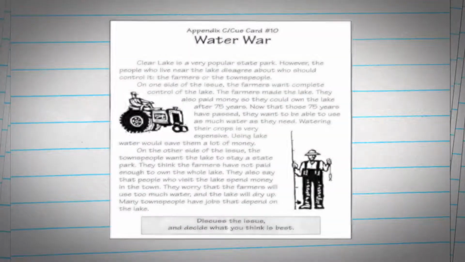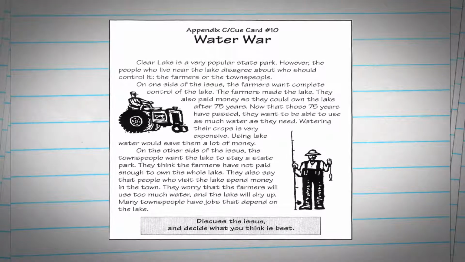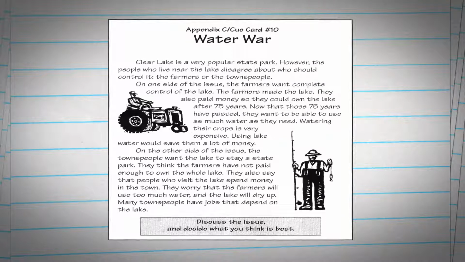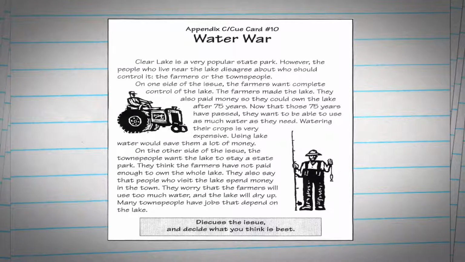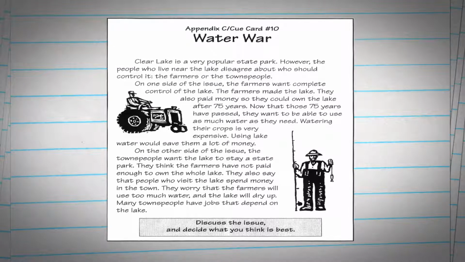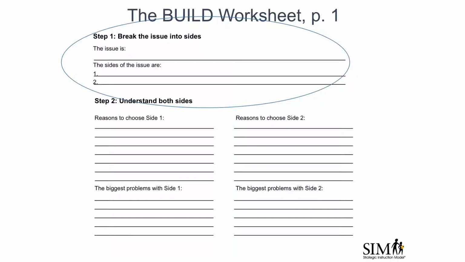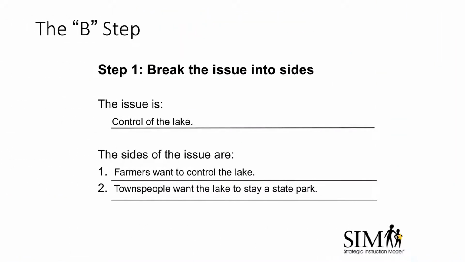Reading the first paragraph, we will be able to define and identify the sides. Clear Lake is a very popular state park. However, the people who live near the lake disagree about who should control it, the farmers or the townspeople. So, on the first part of the build sheet, you will see on step 1, we break the issue into sides. The issue is control of the lake. The sides of the issue are the farmers who want to control the lake and the townspeople who will want the lake to stay as a state park.